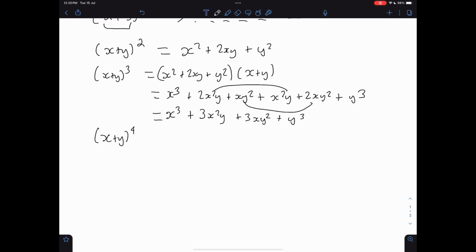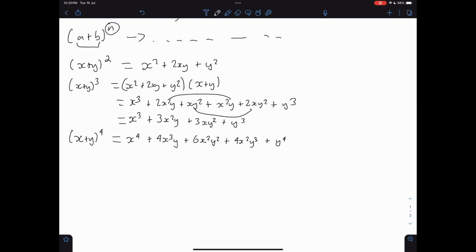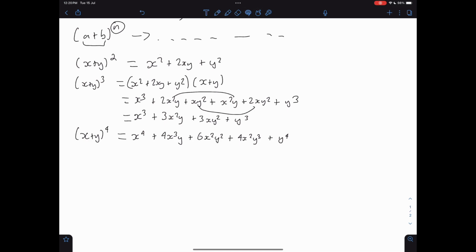And now if I just do (x + y) to the 4, we won't do it manually, I'll just tell you that it's going to be x to the 4 plus 4x cubed y plus 6x squared y squared plus 4xy cubed plus y to the 4. And now we'll explain how you can just do that automatically.